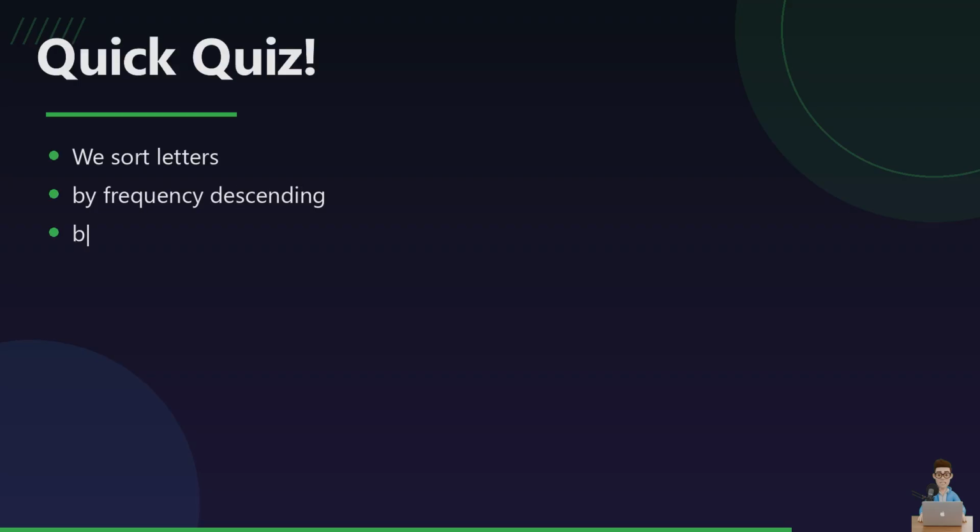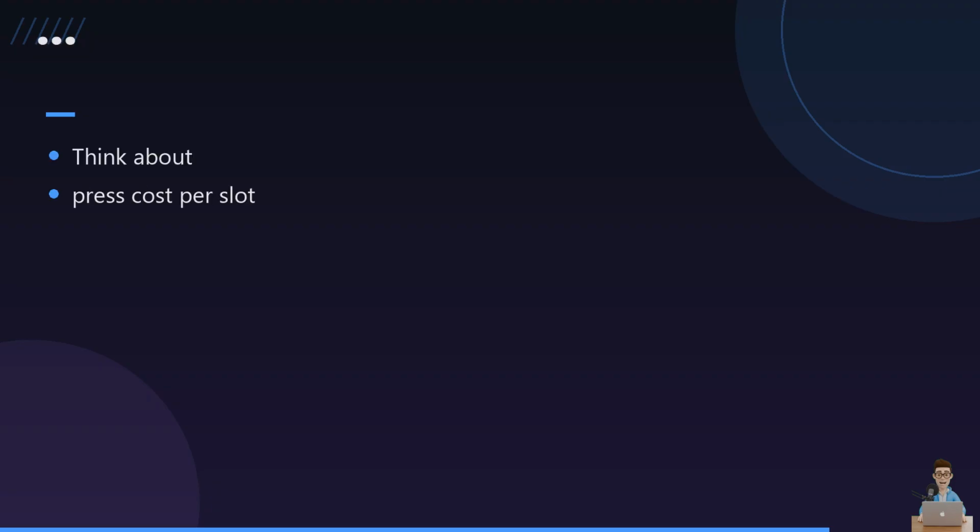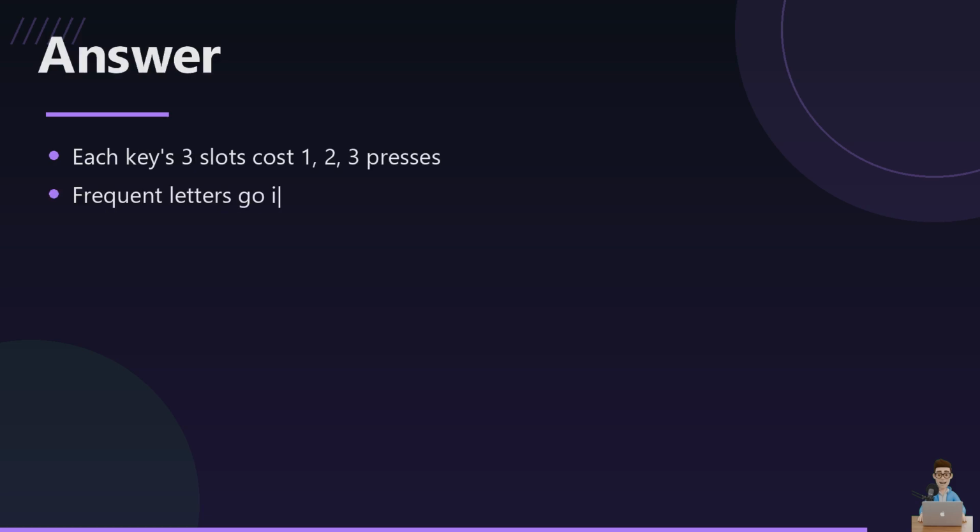Quick one before you go. We sort letters by frequency before handing out keys. Why does the greedy sort actually minimize total pushes? Pause and think it through. Think about what each slot on the key actually costs you. Every key has a 1 press slot, a 2 press slot, and a 3 press slot. So you want your most used letters sitting in the cheapest slots, and sorting by frequency guarantees exactly that.